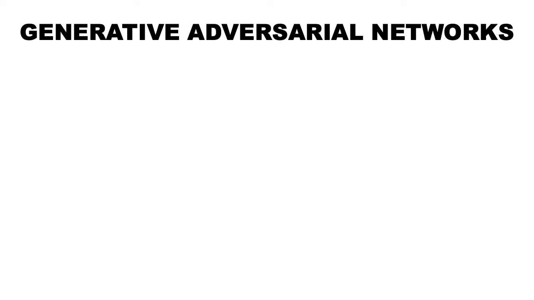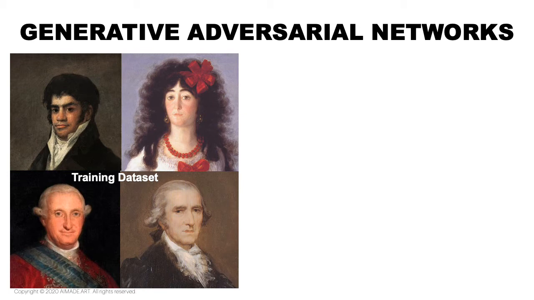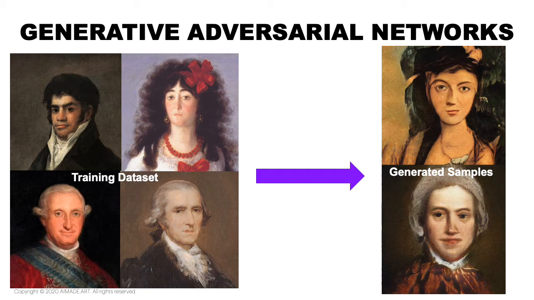The main concept behind generative models in general is that given a training dataset of, for example, the Francisco de Goya portrait paintings that you can visit at Museo del Prado in Madrid, that we have on the left, we can infer the probability distribution that generated them and then try to generate new samples from that distribution, which are the samples on the right that never existed before, generated by artificial intelligence.